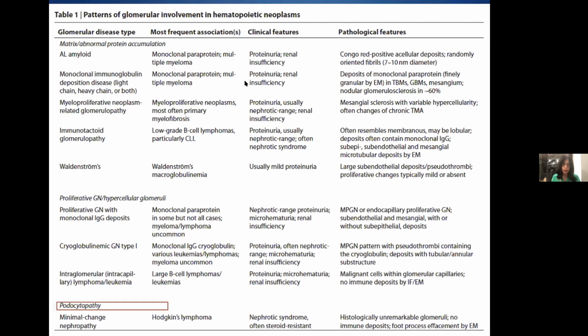Look here, you have multiple myelomas. Here is a myeloproliferative, even myeloproliferative neoplasm. Here, low-grade B-cell lymphomas, particularly CLL and SLL, also small cell lymphoma. Waldenstrom macroglobulinemia, which is usually lymphoplasmacytic lymphoma. Here again, in these patients with proliferative GN, it is uncommon to find malignancy. Cryoglobulinemic GN type 1 is almost exclusively lymphomas. You don't see myelomas. Here you have large B-cell lymphomas and leukemias, and here you have Hodgkin's lymphoma. So actually lymphomas dominate the list more than multiple myelomas.